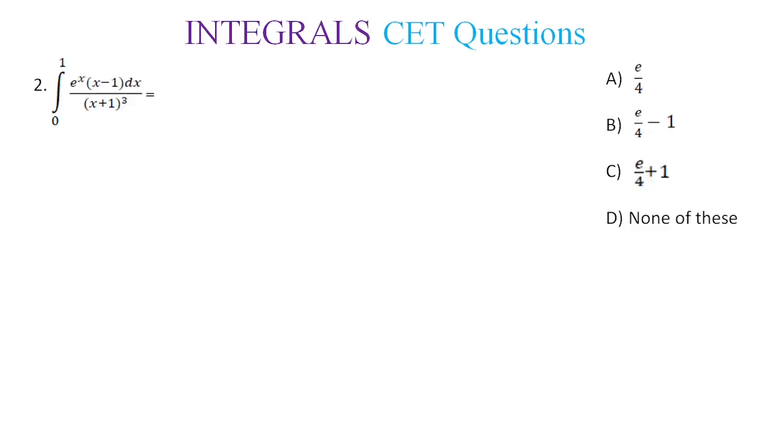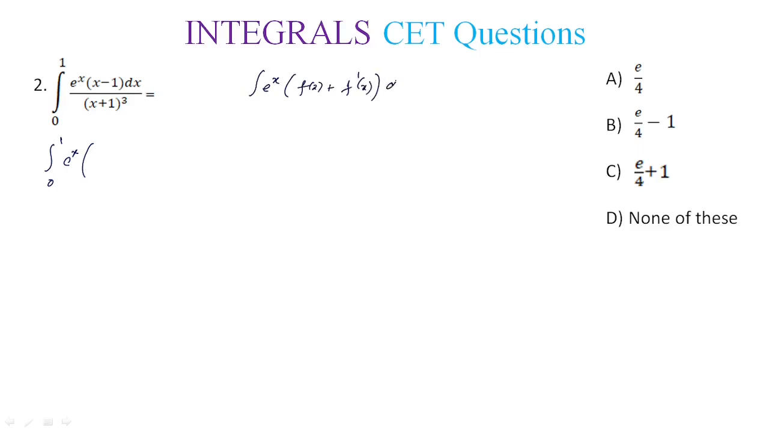The second question is integrating from 0 to 1 e raised to x into x minus 1 upon x plus 1 whole cube. I think it is in the form integration of e raised to x into f of x plus f dash of x. So let us try to take it in this form.